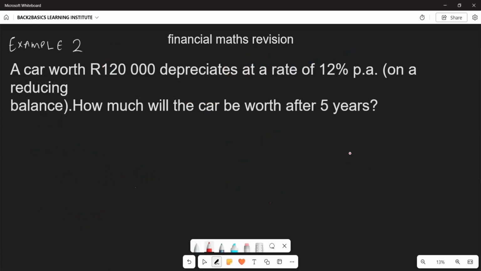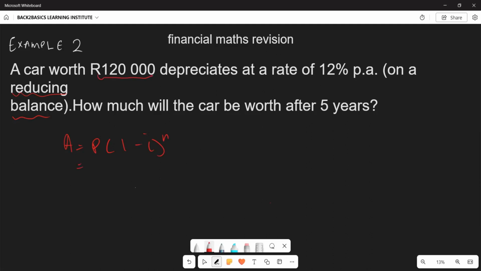Right. Now, let's do the second example with the same car, but now the difference is that it is on the reducing balance method. We still want to calculate it. Now, when it's on the reducing balance method, we use the depreciation formula for compounding, isn't it so? So A equals P into 1 subtract I, to the power of n. Let's see what we have.